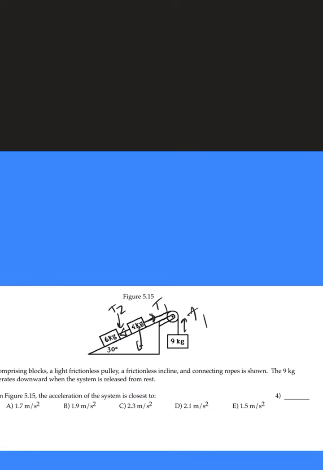So here we have this problem. This problem consists of a system comprising a light frictionless pulley, a frictionless incline, and a connecting rope, showing a 9 kilogram block that accelerates downward when the system is released from rest. So the acceleration of the system is closest to what? So we're looking for the acceleration, right?